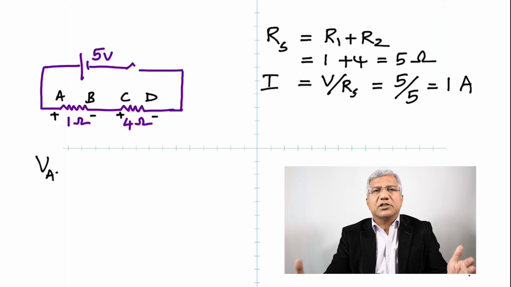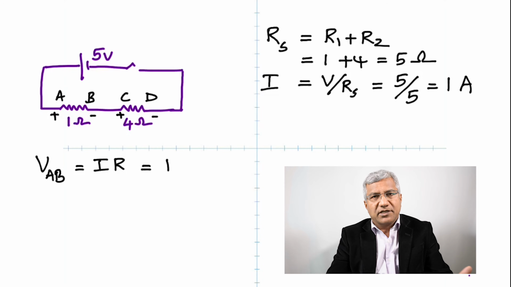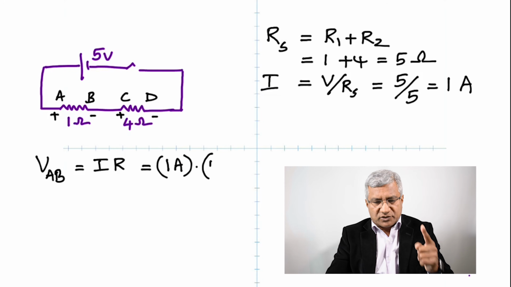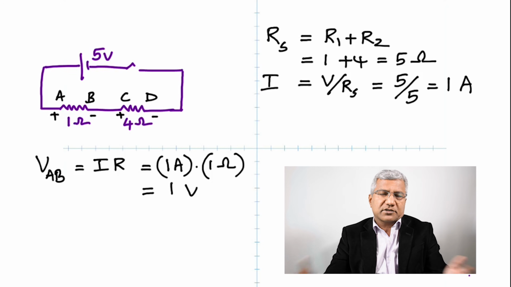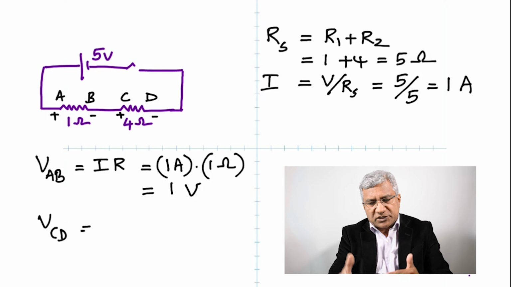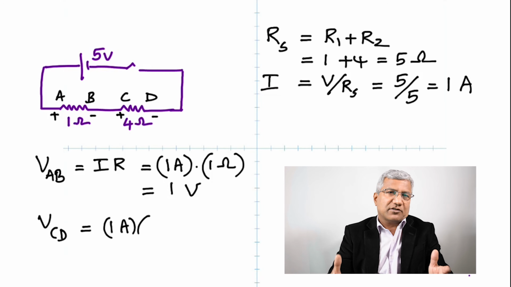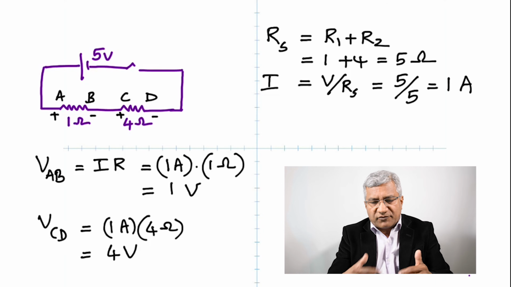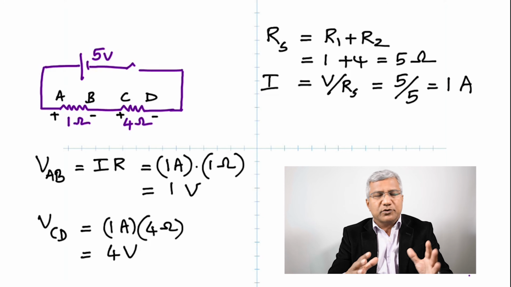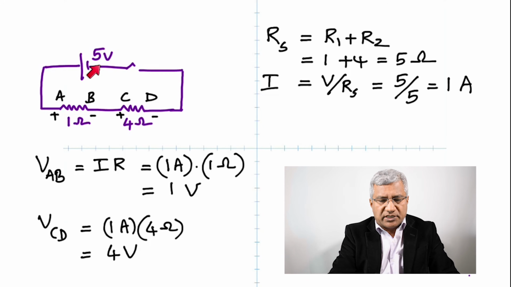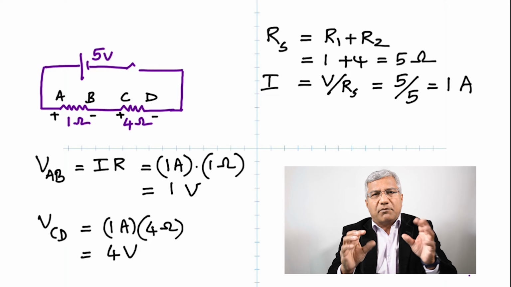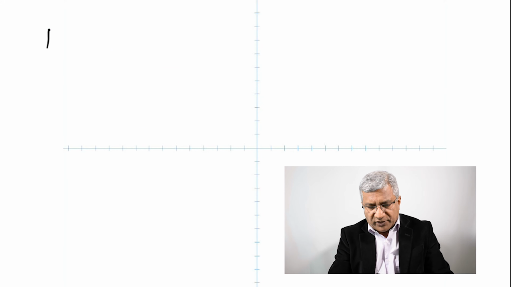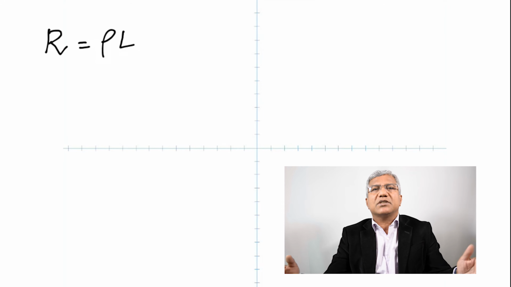How do you find the potential drop? Potential drop is the product of current and resistance. The current is 1 ampere. The resistance is 1 ohm. That gives us 1 volt. Similarly, the potential drop across CD, which is the other resistance, is 1 ampere times 4 ohms, which gives us 4 volt. And there you see that if you add the two, 1 plus 4, you get 5 volt, which is the voltage of the battery. So that is very important to know, which brings us to the second topic.